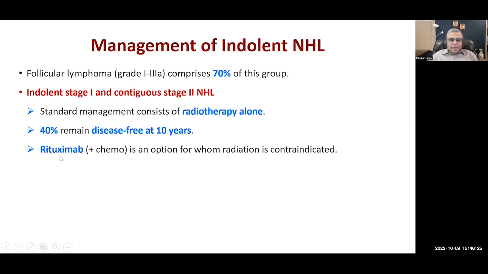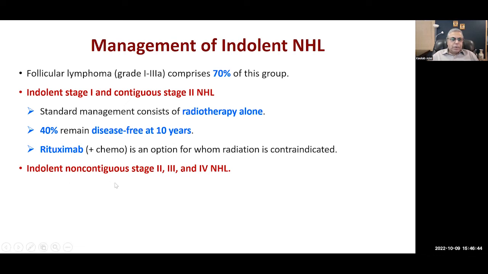Rituximab is an option. Rituximab is a chimeric antibody. It has got "xi" in it. It is derived from mice. And it is an anti-CD20 antibody. It is an option for those patients where radiation is contraindicated.